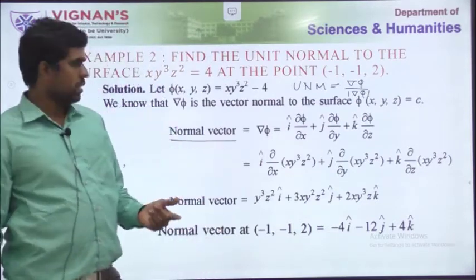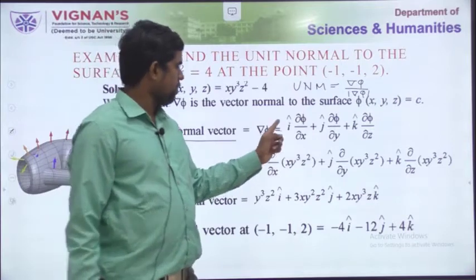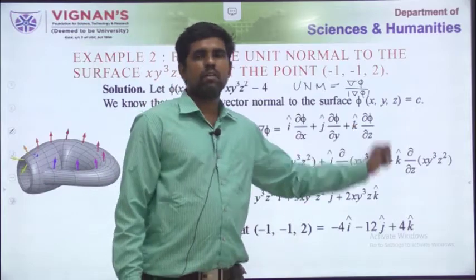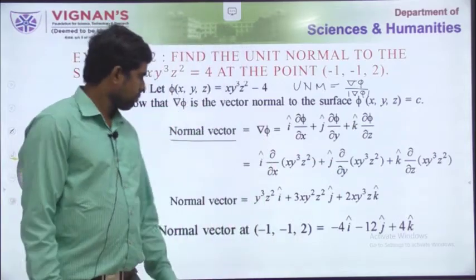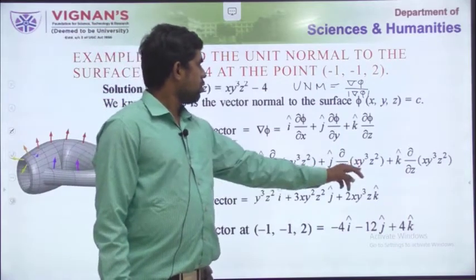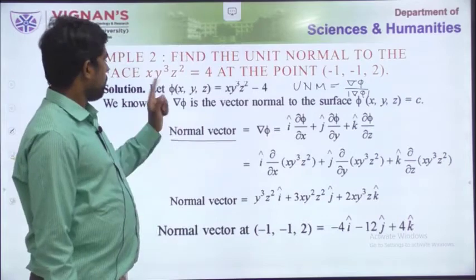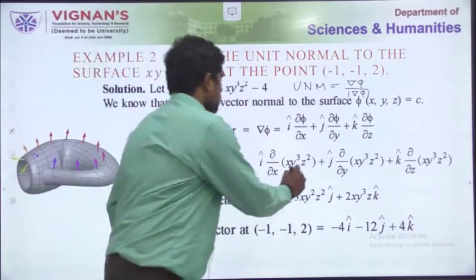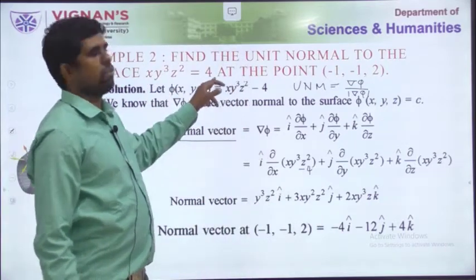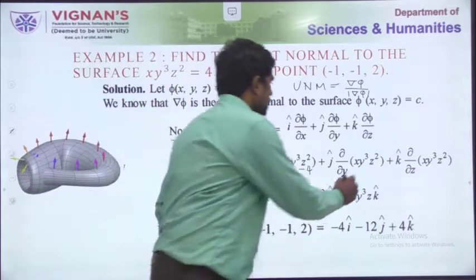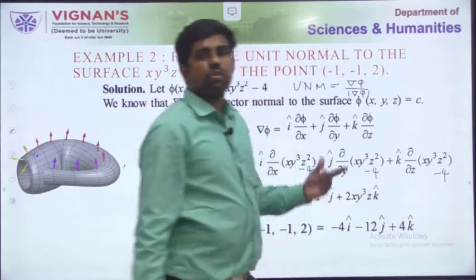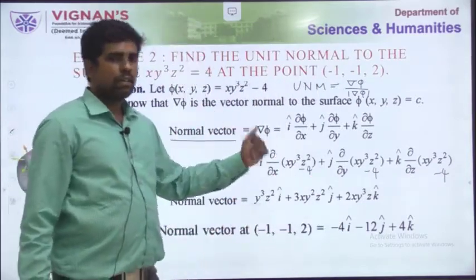You know grad phi is the normal vector. By the definition, it is i vector into dou phi by dou x plus j vector into dou phi by dou y plus k vector into dou phi by dou z. So i vector into dou by dou x of that surface plus j vector into dou by dou y of that surface. But what is correct in this? You have to write xy cube z square minus 4, since 4 is on the right hand side. Anyway, in the derivative it is going to be cancelled, but you write the correct one.